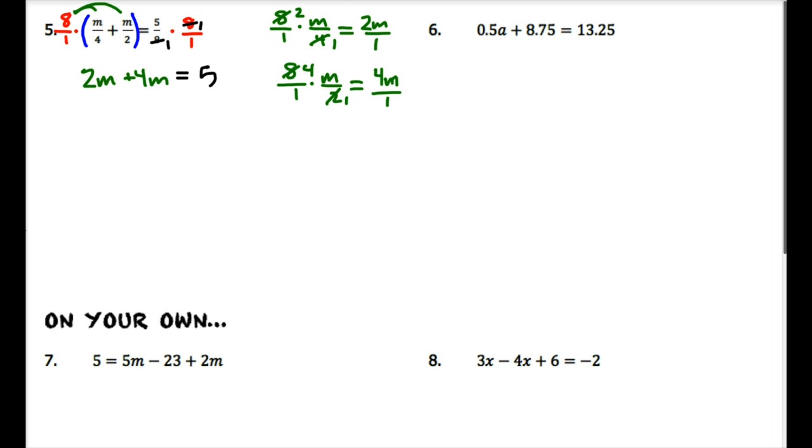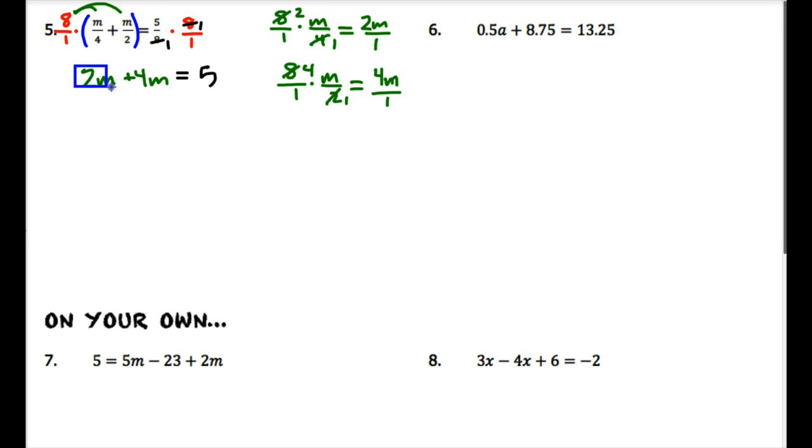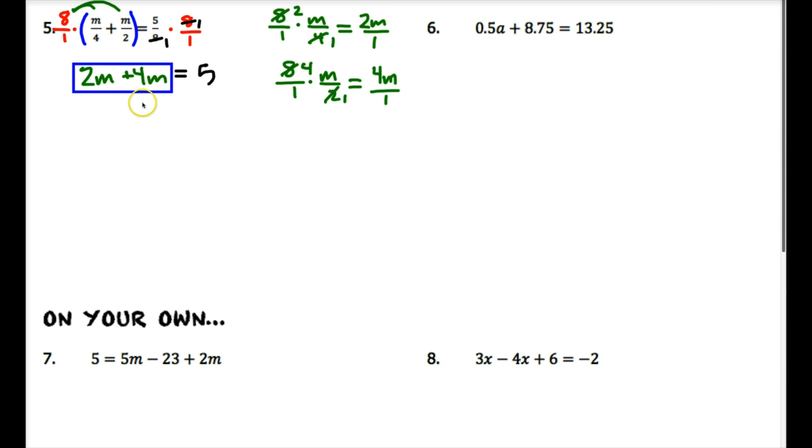Okay, so now, again, I'm going to take a look at just the left side of this equation. So we have 2m plus 4m over on the left side. So I'm going to simplify that side first. 2m plus 4m gives you 6m. So we have 6m is equal to 5. And then to isolate m, I can just divide both sides by 6. That gives me m equals 5 over 6. 6 obviously does not go into 5, so we can just leave our answer as the fraction 5/6.